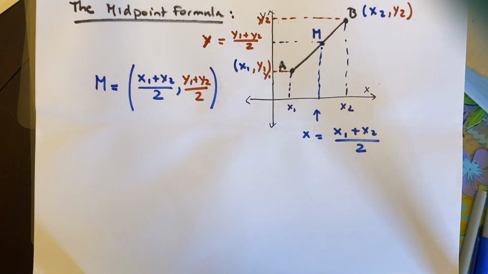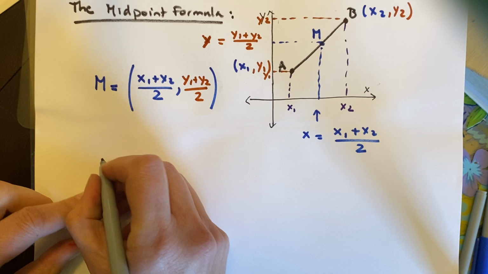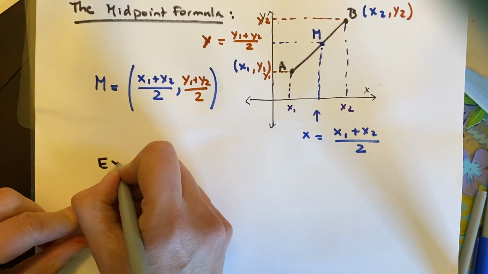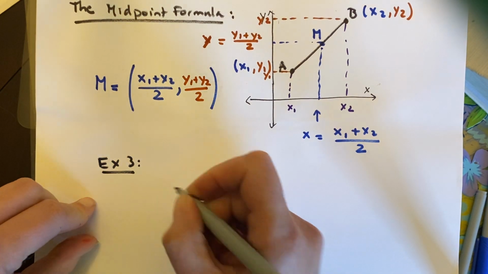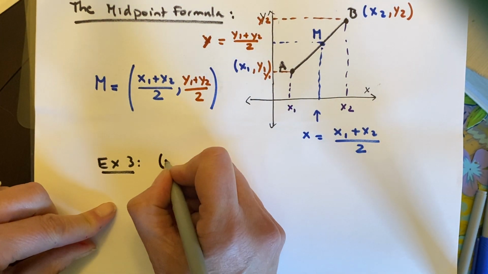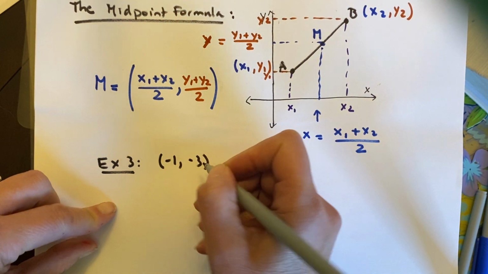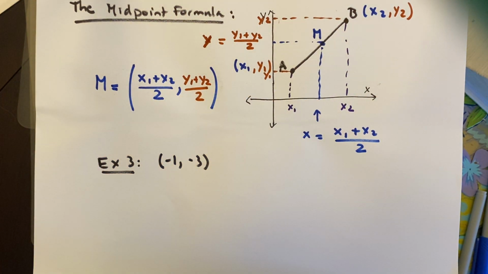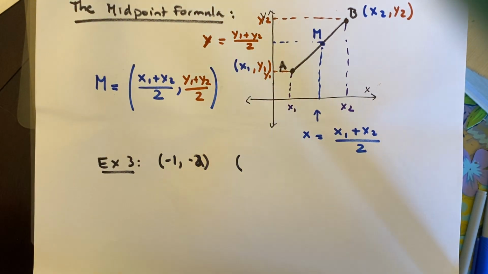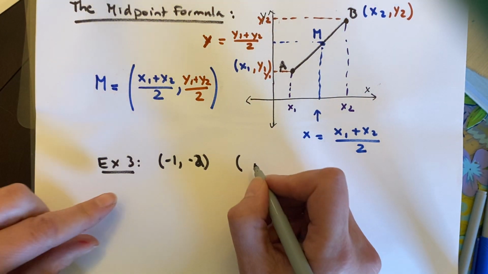But let's just try a simple problem and look at example number, I believe it's number 3. And they're just going to give us 2 points and say find the midpoint. So -1, -3 as the first point. Oh, sorry, -2. -1, -2. And the second one is 3, -4.